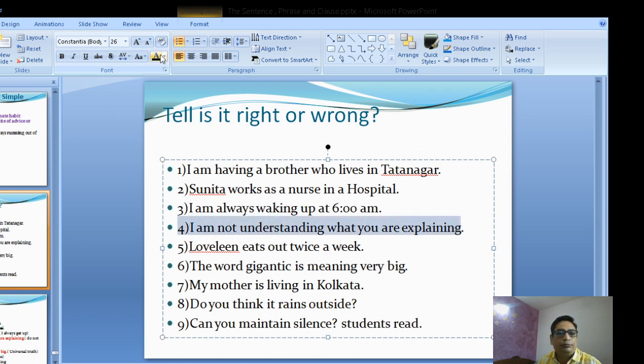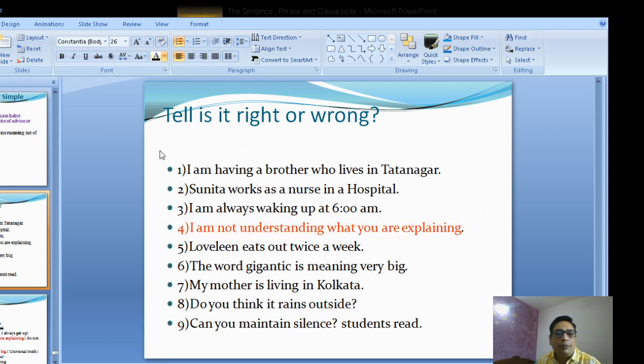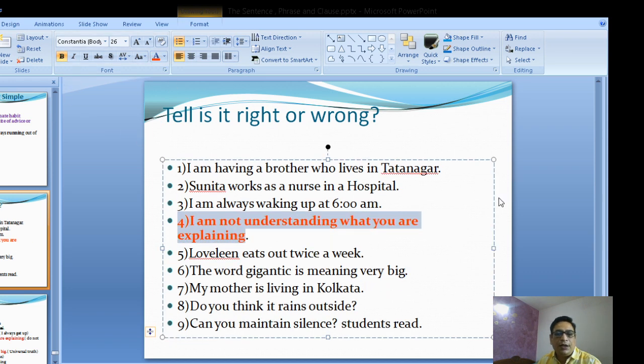Number four. Come to the number 4 sentence. I am not understanding what you are explaining. Now, I really do not want that sentence from you. If you're not understanding what I'm explaining, hard luck for me. But now let me just ask you this. Number 4, is it right or is it wrong? If it's a wrong sentence, correct it. So all those who have written number 3 as wrong sentence, you are right. Number 4.